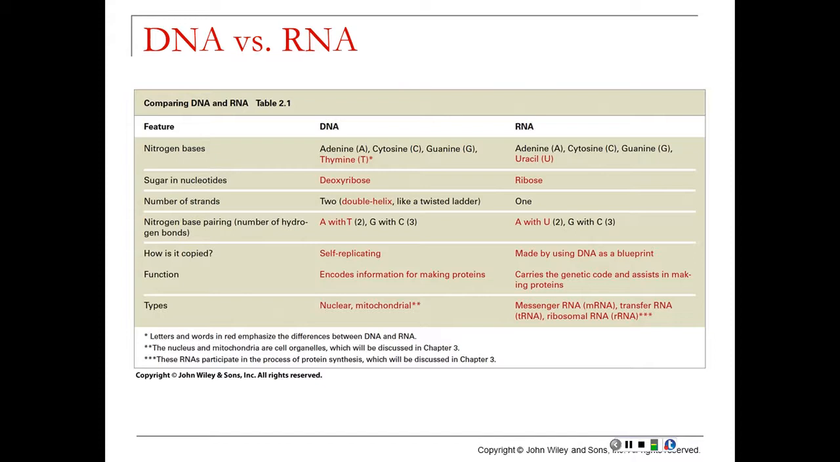DNA is self-replicating, as we mentioned. There's special enzymes that will help DNA make a copy of itself, and of course it's used for making proteins, whereas RNA is made by using DNA as a blueprint. And the main job of RNA is to carry genetic information out to the ribosome where proteins can be made.